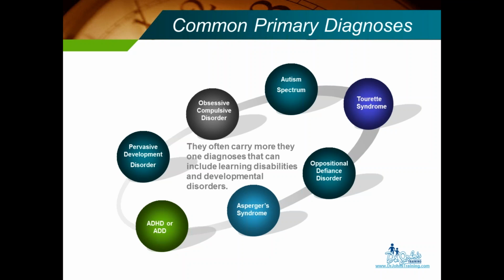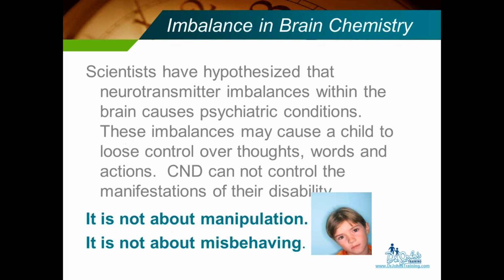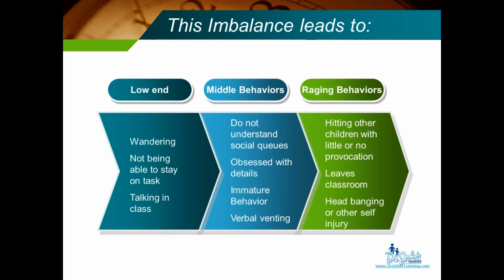During the first webinar, we spent a lot of time going over many of these primary diagnoses and understanding that often they're dual diagnoses, not simply one distinct diagnosis for a child's behavior. Science has hypothesized that it has to do with the neurotransmitters and the imbalances within the brain that cause psychiatric-type conditions. And again, it is not about manipulation. Children with neurological disorders cannot control the manifestations of their disability. So it's not about manipulation or misbehavior.